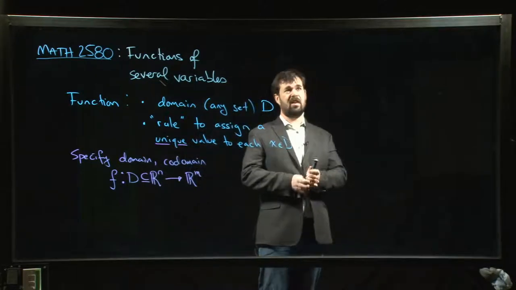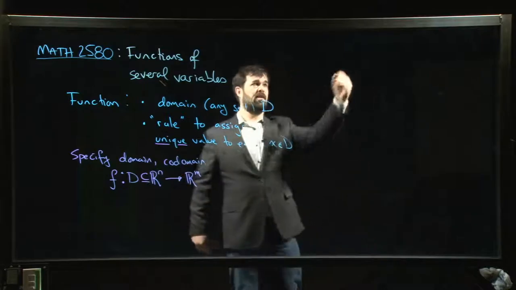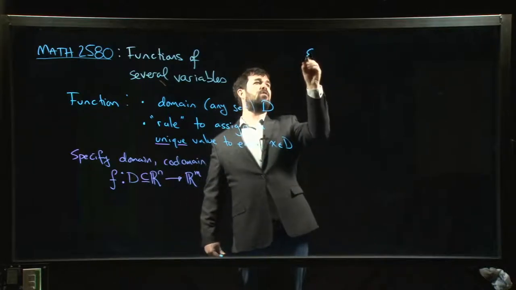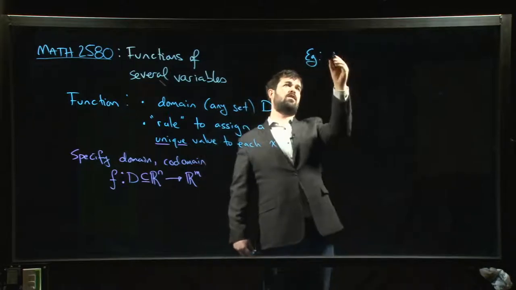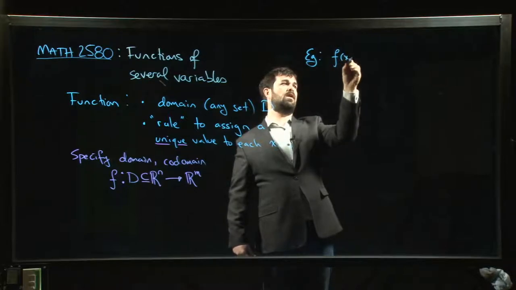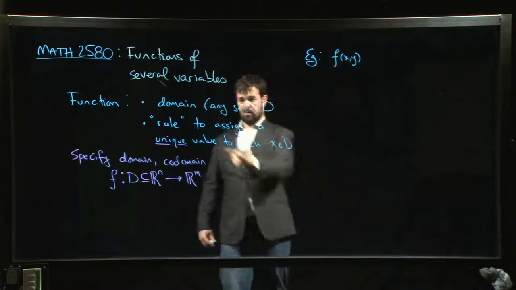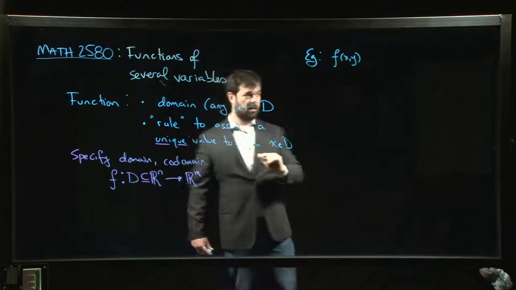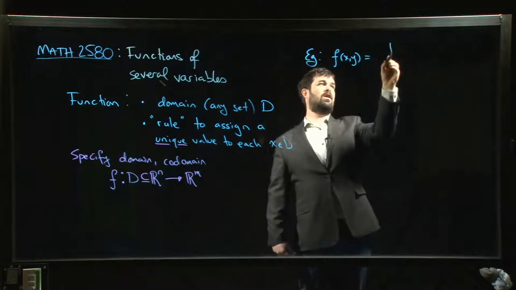And we can look at some of these. Just to give you one example of a function like this, we do the same kind of lazy thing that we do in Calc 1, which is we don't really specify the domain. We just give you the formula, we give you the rule, and leave the rest up to context. So we might say, well, f of x, y is, what is it?